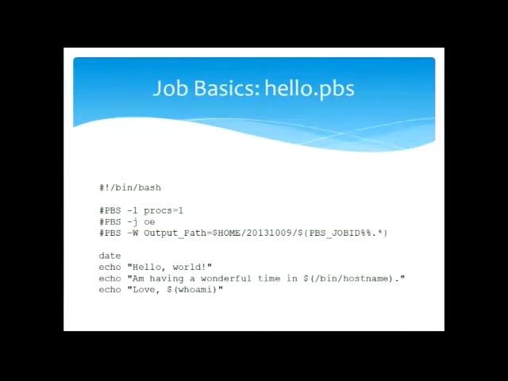The next line says I want to combine the job output, the O, and the error, the E files. And the next directive says where I want the output to go. So we'll look at that in a minute when I actually run this. And then the rest of it is just what I want the job to do. It's really silly. It's just saying, spit out the date, say hello world, I'm having a wonderful time on, and then it prints out the host name of the host that it's actually running on, and then signs off with the user ID.